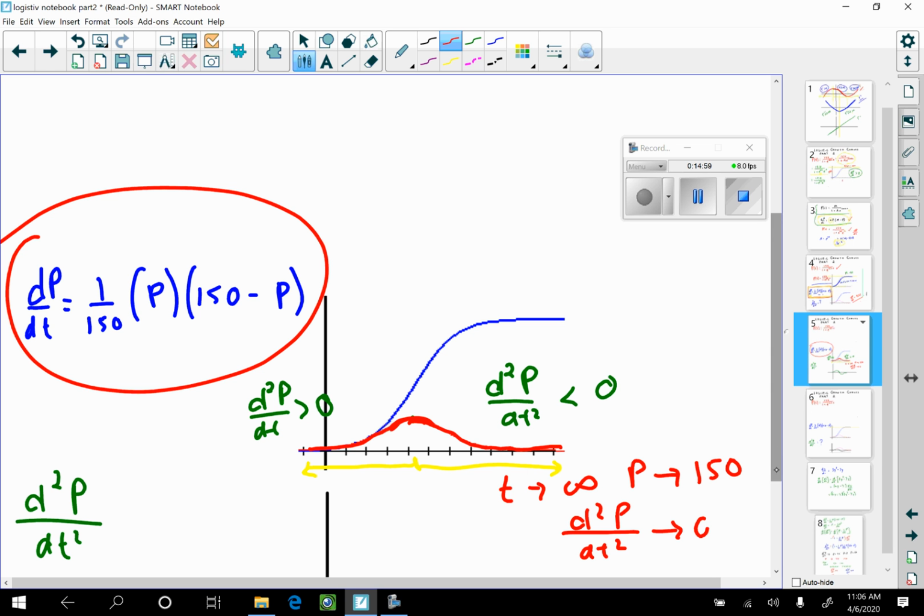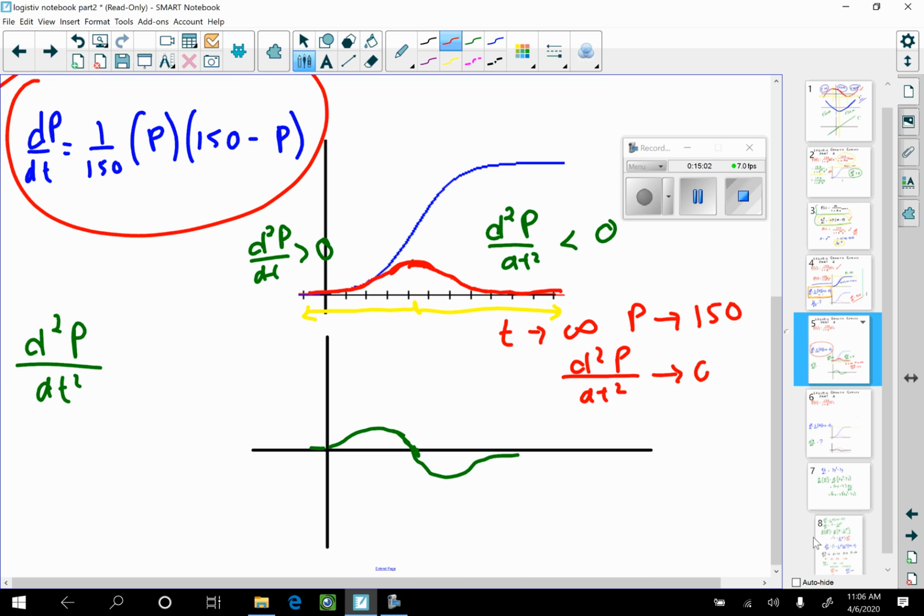And here's a nice picture of the second derivative. Okay, right here at this point, ladies and gentlemen, that is going to be where the first derivative has a maximum and where the population has an inflection point. Okay, this is the graph of the second derivative. And what's happened is as t goes to infinity, the population goes to 150. And what does the second derivative do? It continues to go closer and closer to 0.